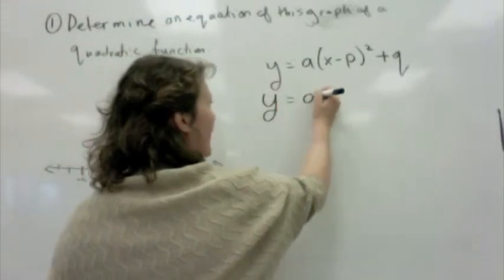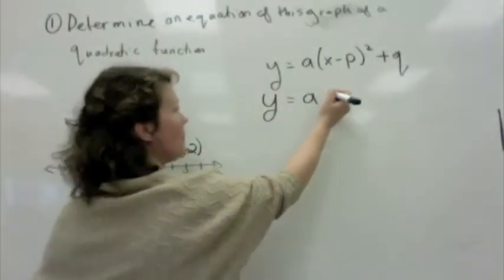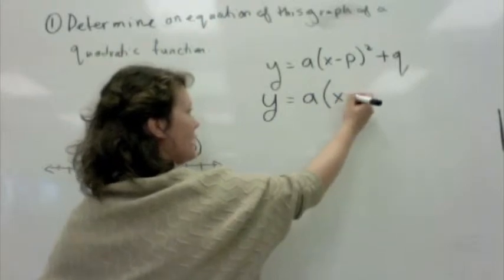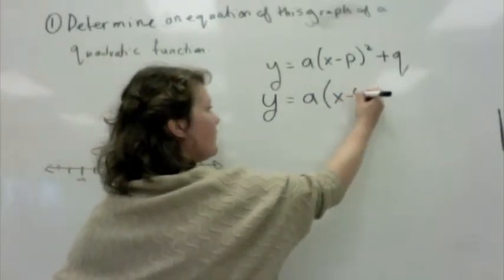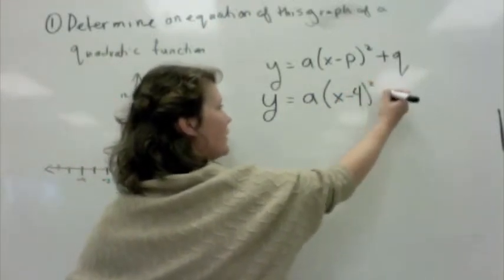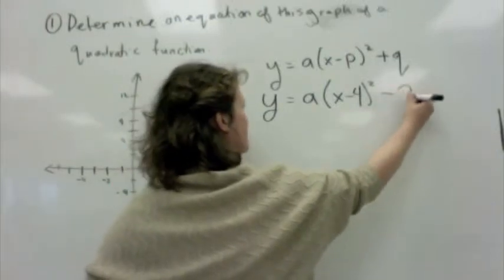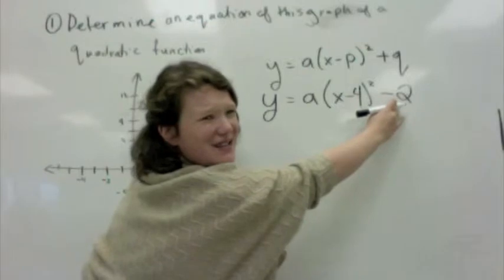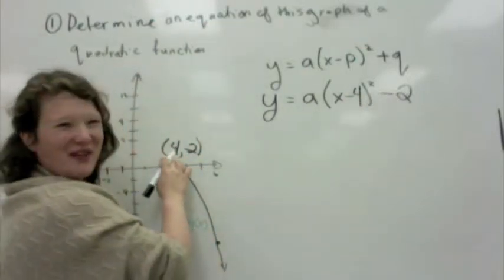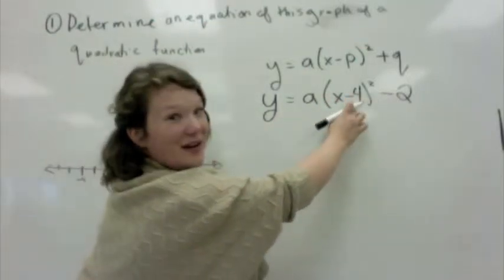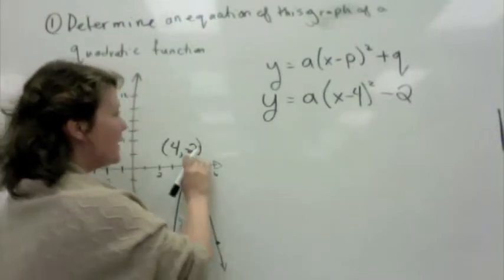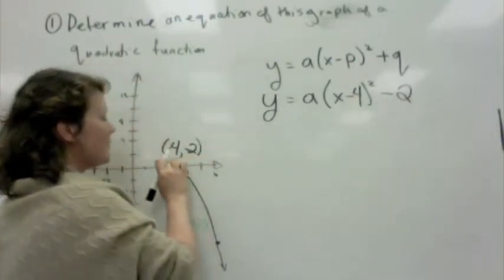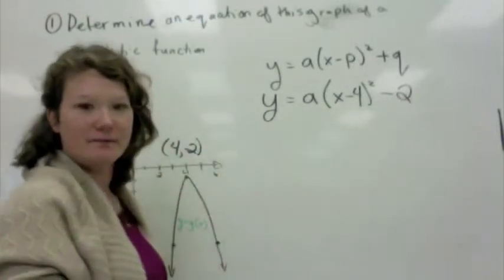So let's fill that in. Y equals a(x minus 4) squared minus 2. Negative 2, negative 2, this is the tricky bit. Positive 4, minus 4. Okay? So the q's are the same, but those x's are going to be different.